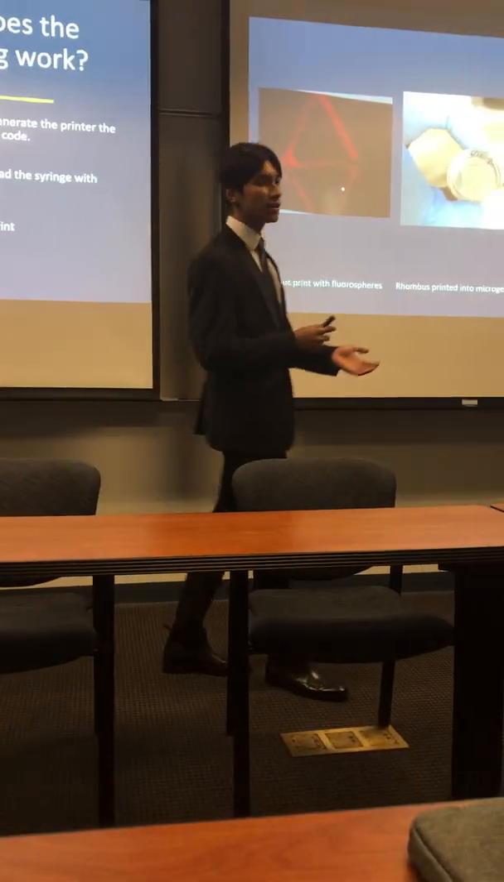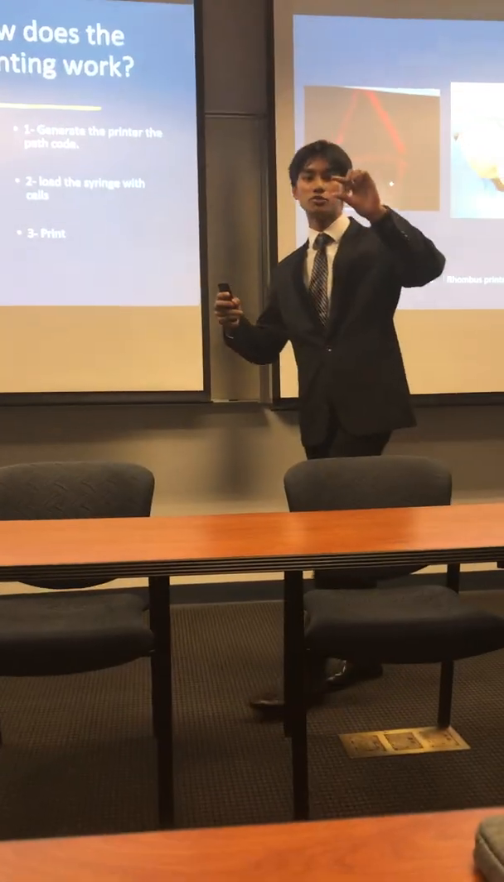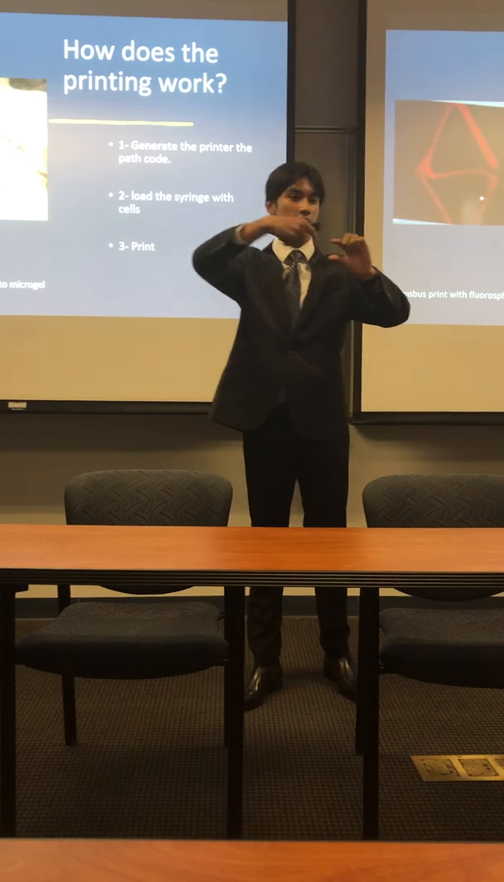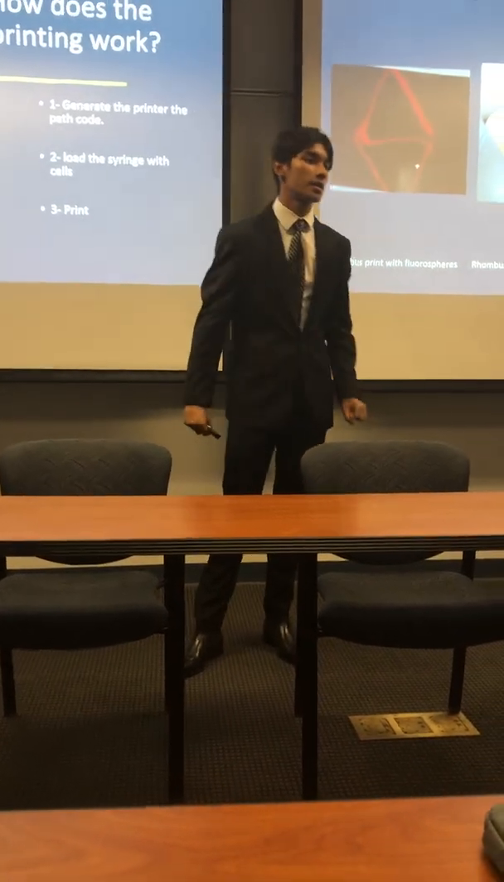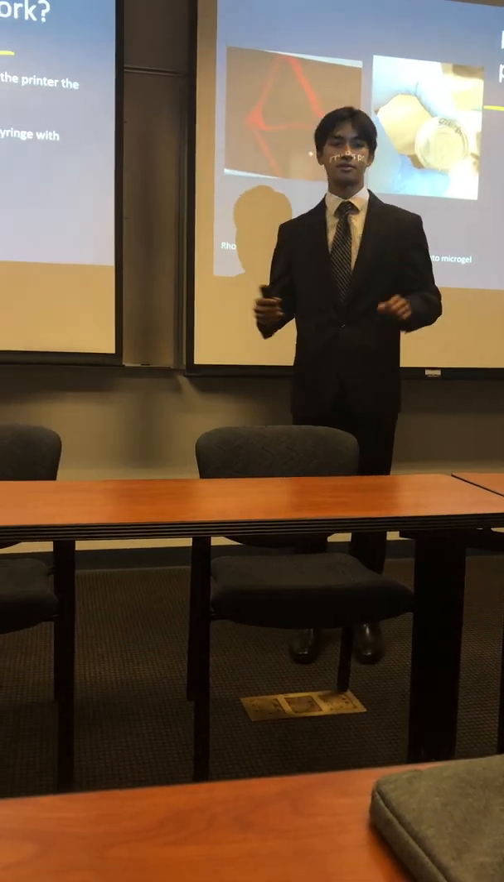To gather our cells, we have to passage our cells, and at the end of that, we'll have a cell pellet. Once we have this cell pellet, we can just insert our syringe and suck up all the cells. Once we have our loaded syringe, we just attach it to our printer, and then we hit the print button.